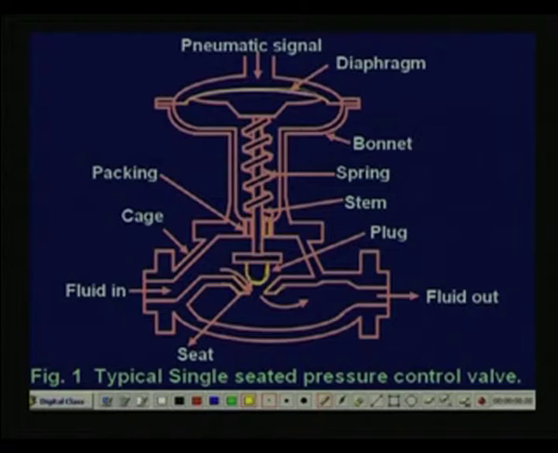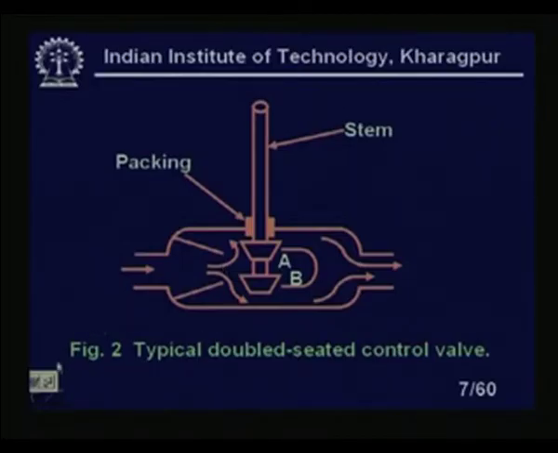Now there are different shapes of this plug. If you choose a different shape of the plug, I can get different types of characteristics, that means linear characteristics, equal percentage characteristics, quick opening characteristics, depending on the shape of the plug. We will go through the details of that. This is the control valve. Previously what I discussed is called a single seat valve, but here we have a double seat valve. I have drawn only the stem and these things. A double seat valve is also necessary for many applications.